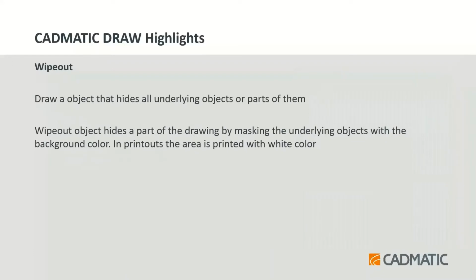And then we have the wipeout option. You can draw an area that hides all underlying objects or parts of them. Basically, it hides a part of the drawing by masking the objects with a background color, so that when you take a printout, that white dotted area in the drawing is printed with white color on the sheet.